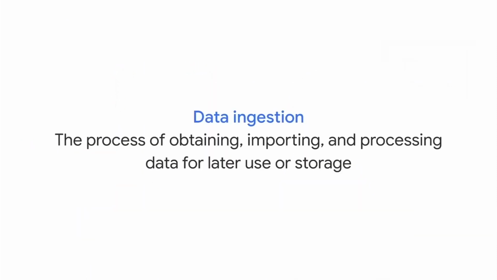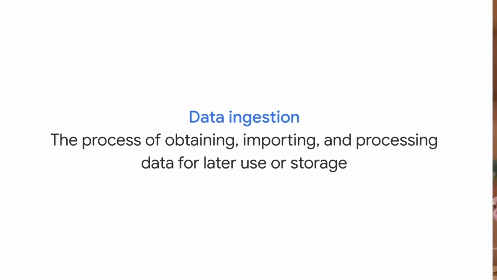Data ingestion obtains, imports, and processes data for later use or storage. The information is obtained from various sources and processed through stream or batch ingestion. Stream ingestion involves real-time continuous processing of data as soon as it is collected from various sources. Batch ingestion processes data in predefined intervals or larger chunks. Those are just a few of the ways cloud data analytics has transformed how organizations access their data.